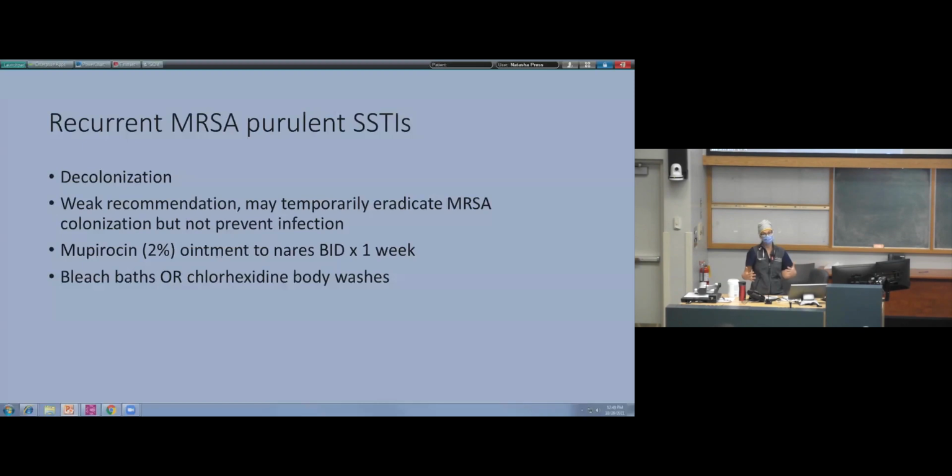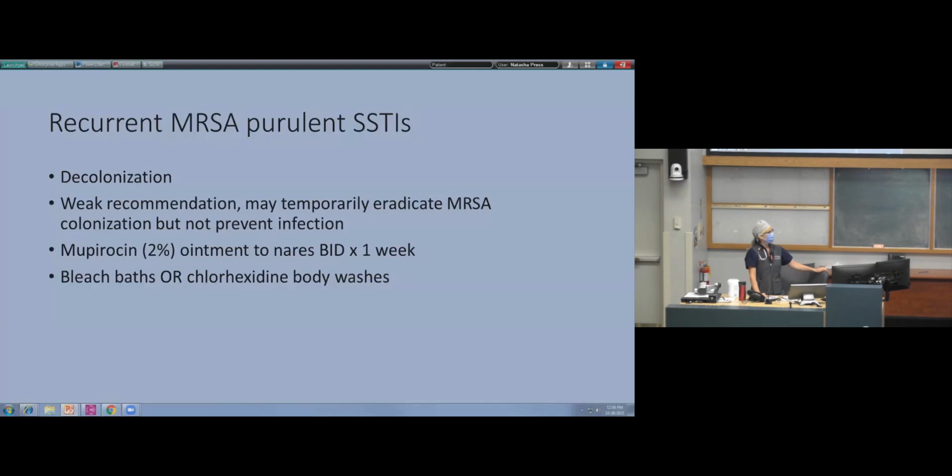So this is actually a weak recommendation based on the data. When you look at all the studies that have been done on this, really the conclusion is that it may temporarily eradicate the MRSA from people's bodies, but in the long term does not prevent infection. But for some people, it's a fairly benign intervention and they find it helpful. For those people, I will prescribe mupirocin ointment and I'll ask them to put it just on the inside of their nose. This is when their infection's finished. So their infection's been treated and now we're just trying to de-staph them.